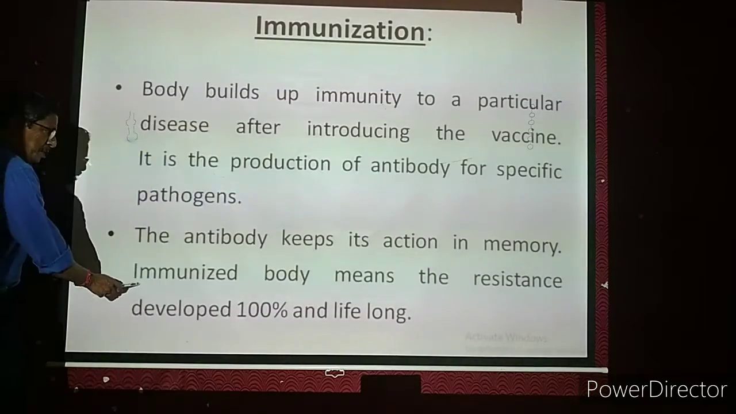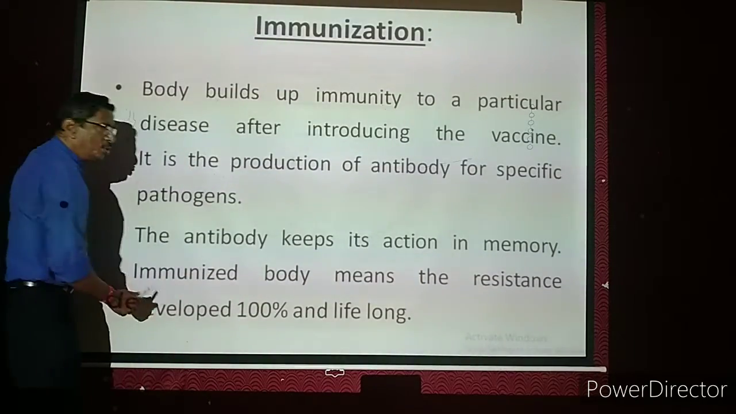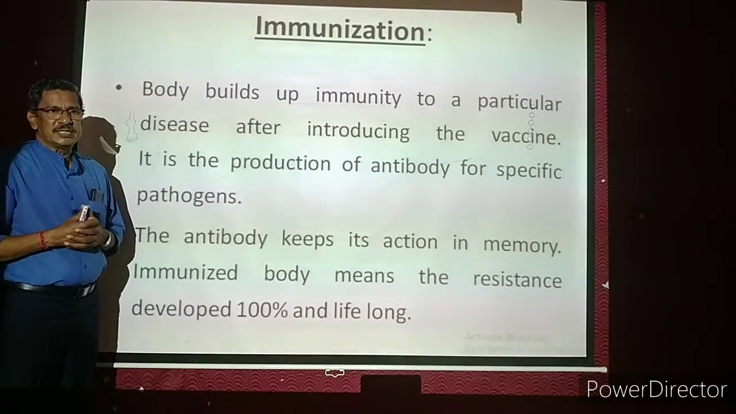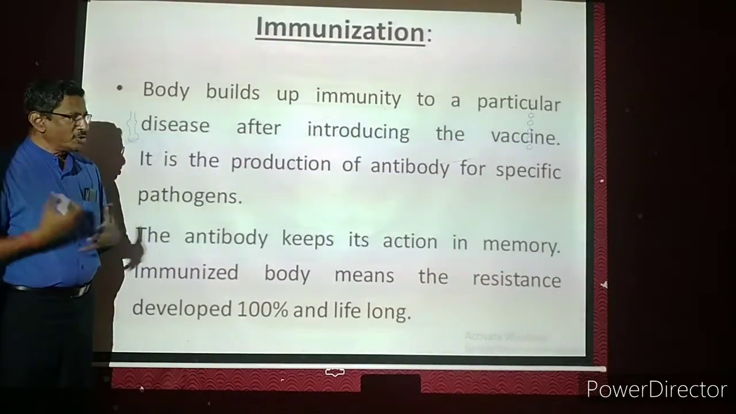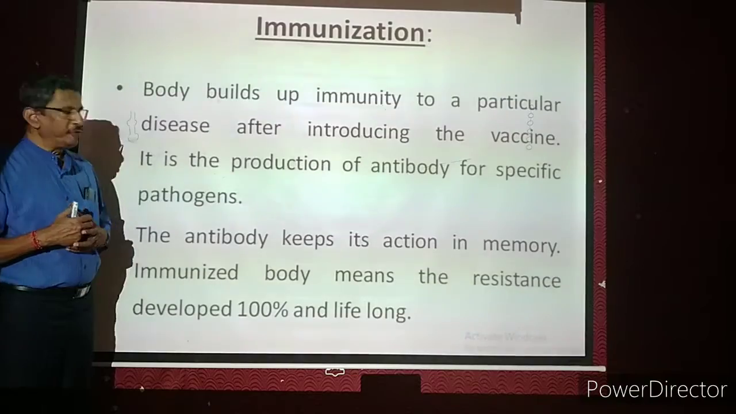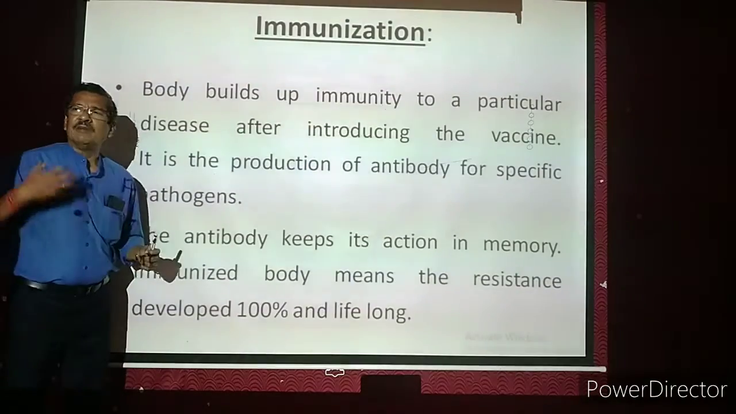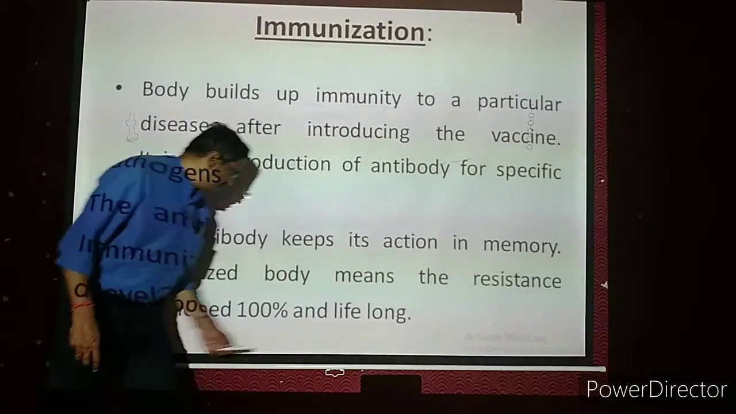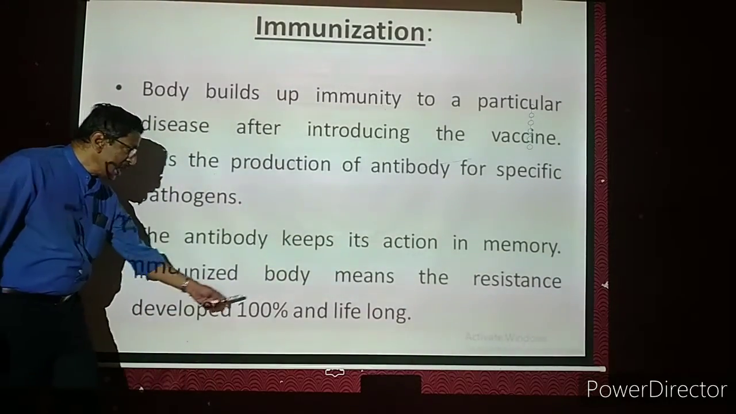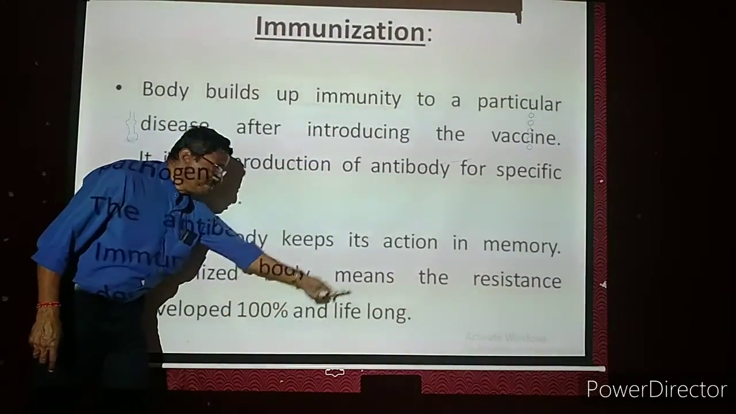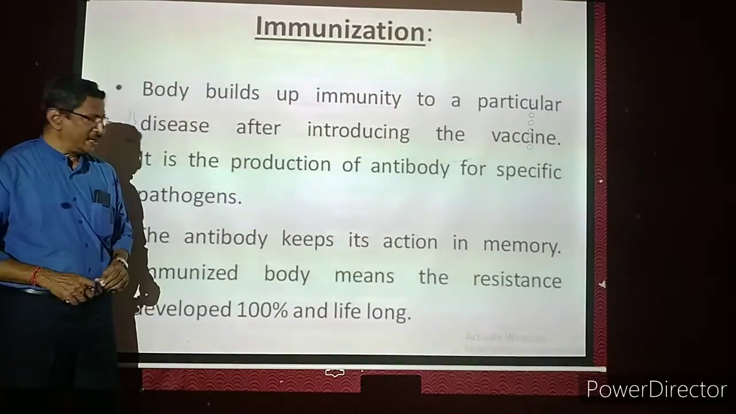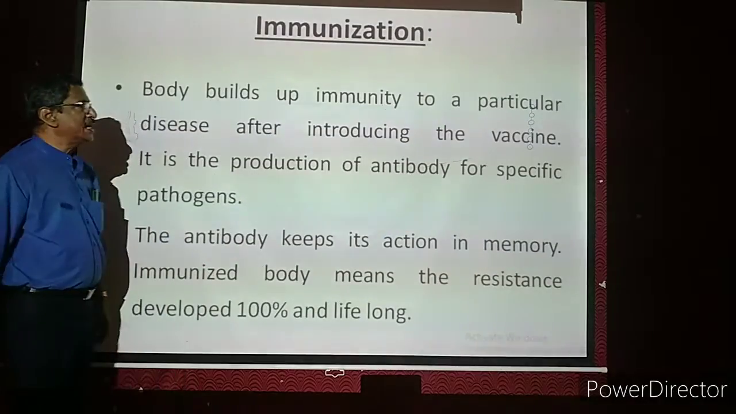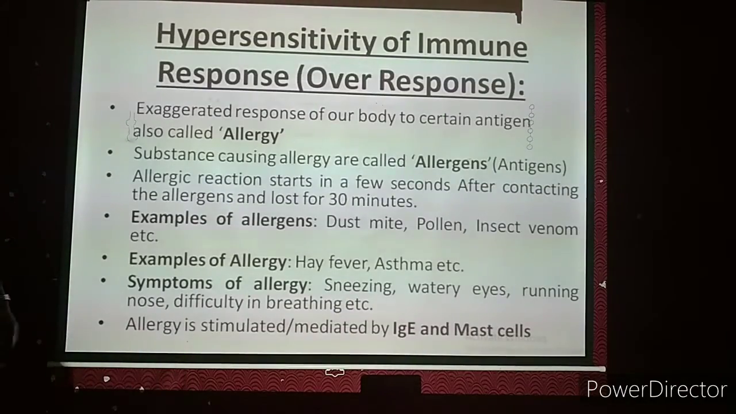That is memory. Now, what is the meaning of immunized body? Suppose when vaccine is given to us, our body has developed a lot of antibody. It is ready to fight with the microorganism. Then our body is called the immunized body. It means the resistance is developed 100% and lifelong. 100% immunity will be there. Resistance will be there and it is lifelong. That is actually called immunization.